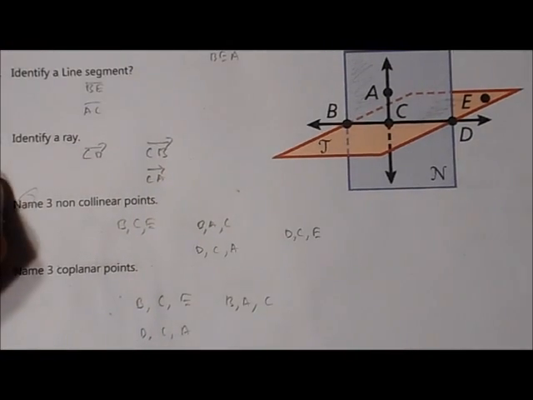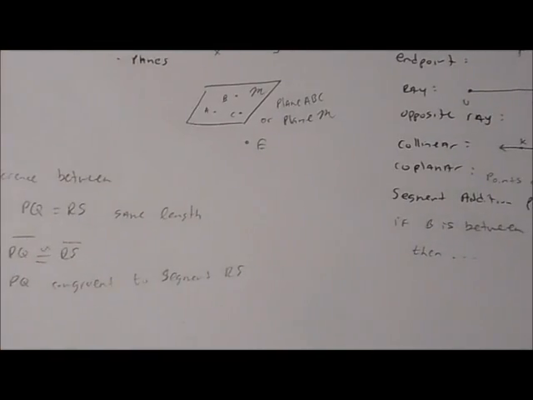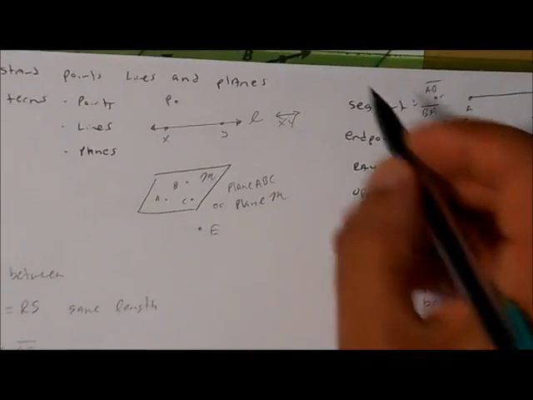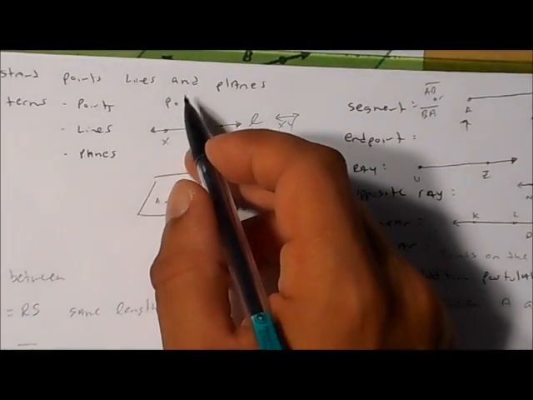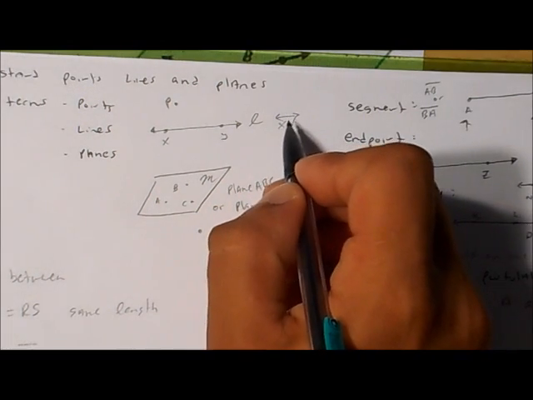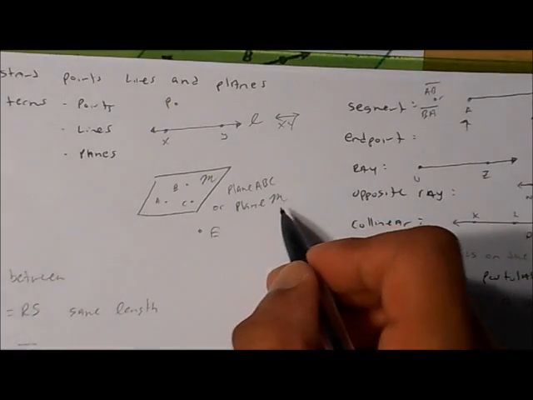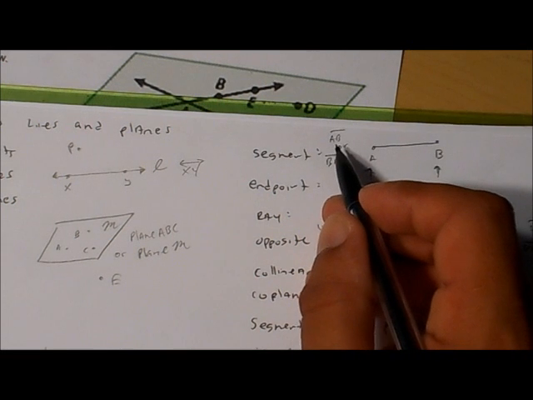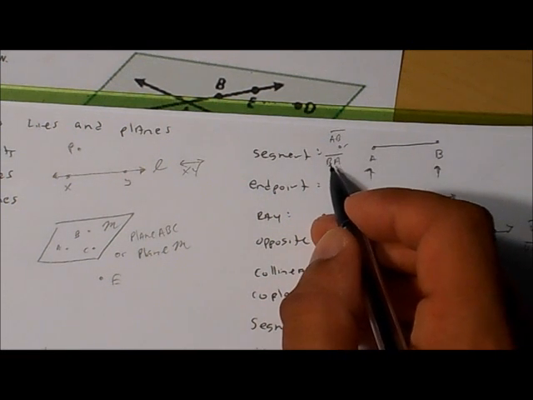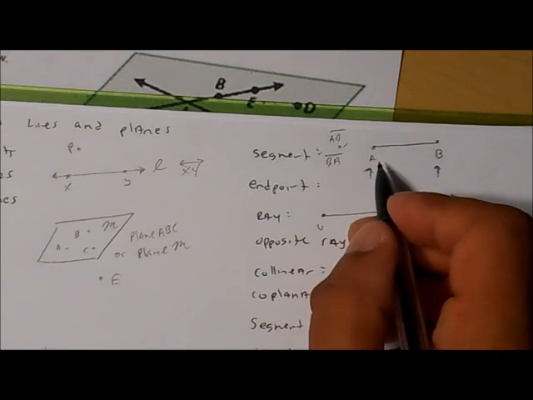Alright, so that's pretty much it for 1.1, and a little part that I'm going to cover is the whole idea of notation. Notation is just a way of describing geometry. So capital P, X and Y with 2 arrows on top would just be a line. Plane ABC, plane M, signify a plane. Notation for a segment would be AB with the bar on top, or BA with the bar on top, where A and B are both endpoints.